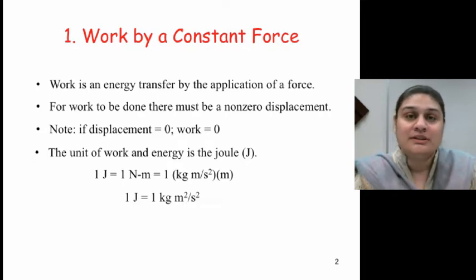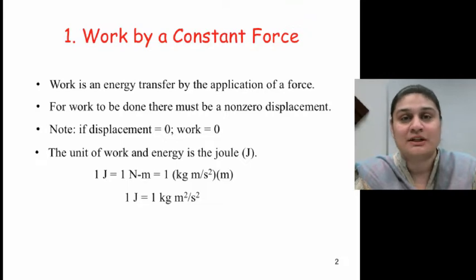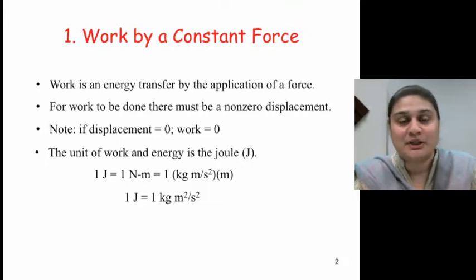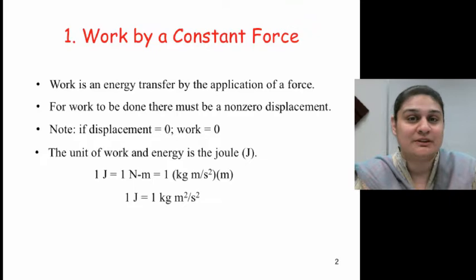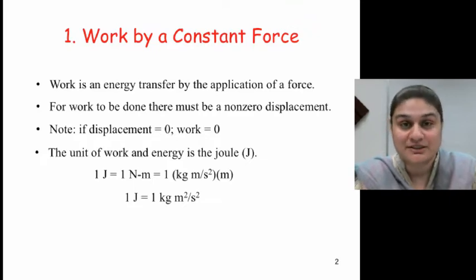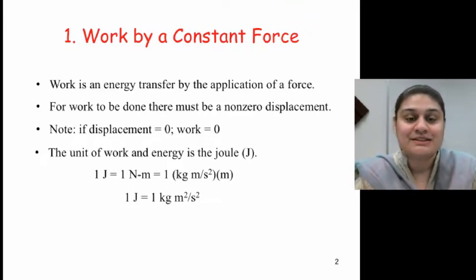The unit of work, and hence also of energy, is the joule. A joule is defined as a Newton meter. That means if 1 Newton of force moves an object 1 meter away, then 1 joule of work is done. In the SI system, 1 joule is represented as kilograms meter squared per second squared.